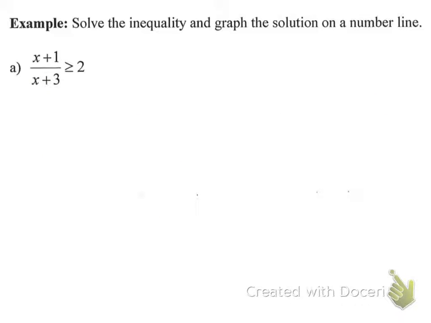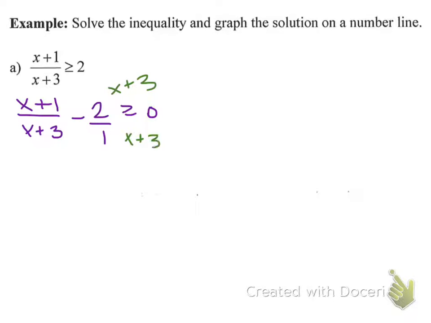So for this problem, again, you've got to follow the same steps as before. I need to get this equal to 0, so I'll subtract that 2 over. So I have x plus 1 over x plus 3 minus 2. We have to get common denominators, so I'm going to multiply top and bottom by x plus 3. So we know the denominator is going to be an x plus 3. I'm going to skip that step.